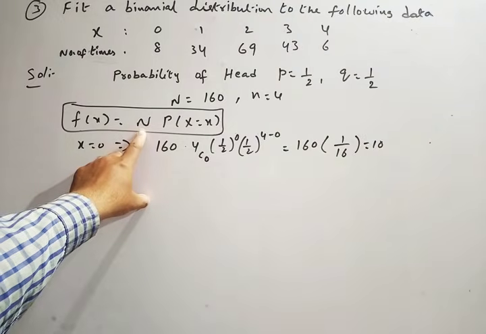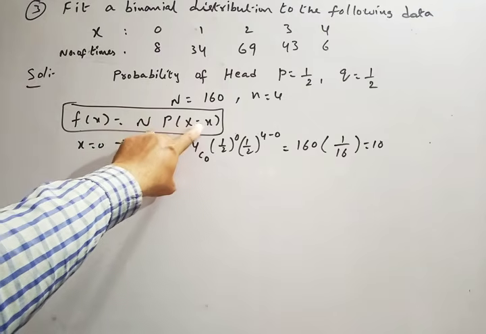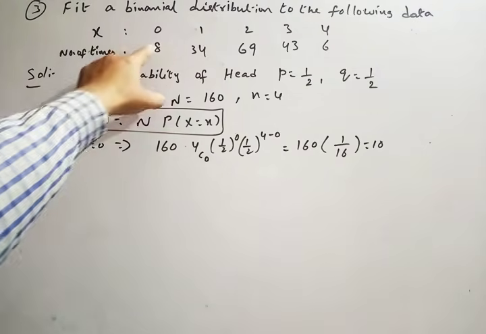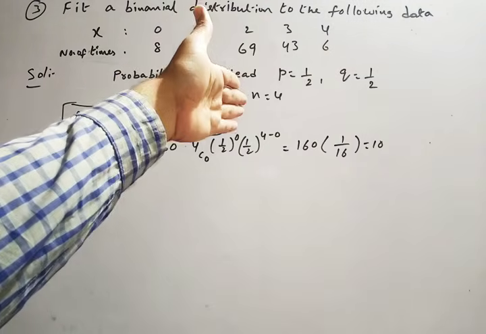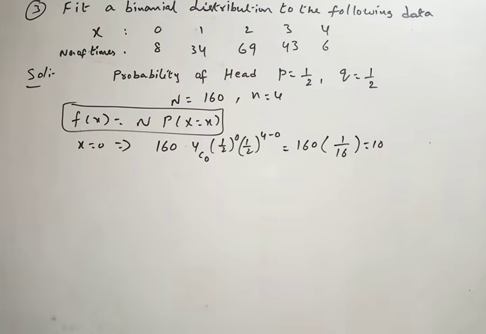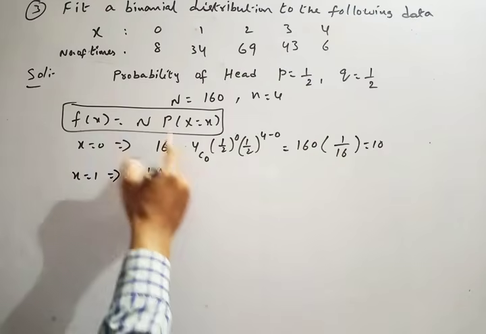What is the formula to fit a binomial distribution? f of x is equal to N into P of capital X is equal to small x. What is capital N here? Total number of times you throw it. And what is small n here? The number of coins we throw, that means 4 coins, or the maximum number of heads, 4. So n is equal to 4.